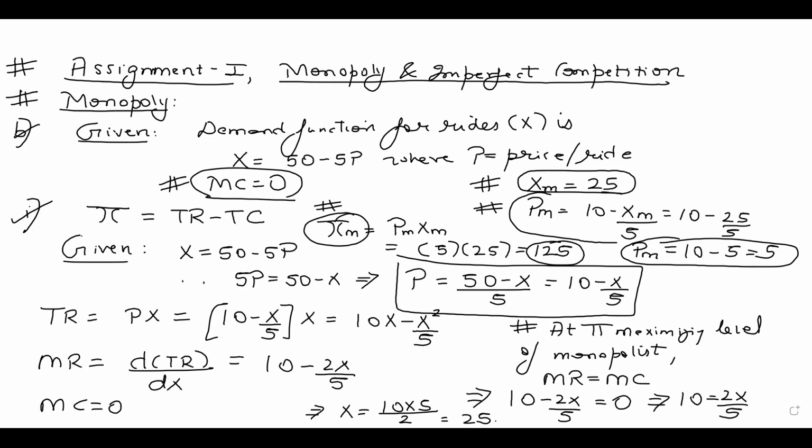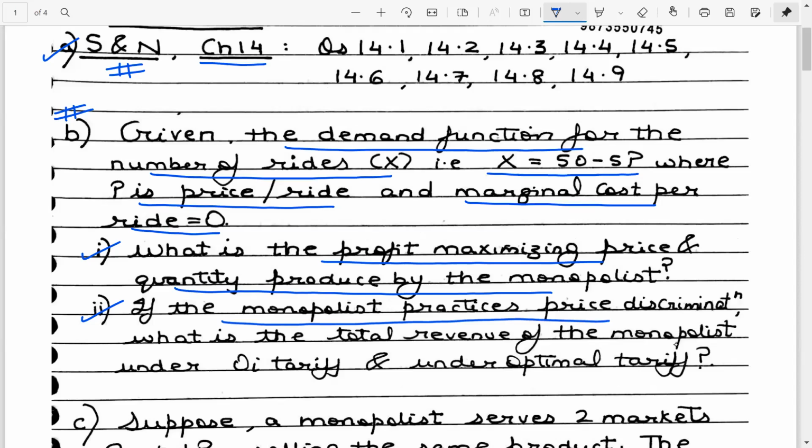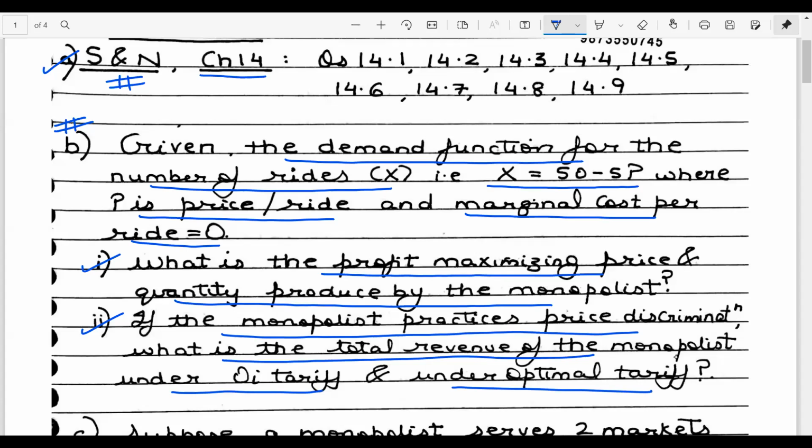Okay, then let's look at part 2. If the monopolist practices price discrimination now, what is going to be the total revenue of the monopolist under OI tariff and under optimal tariff? Now, we have done the concept of OI and optimal tariff in our lectures on monopoly within our topic second degree price discrimination. So let's quickly solve part B, part 2.